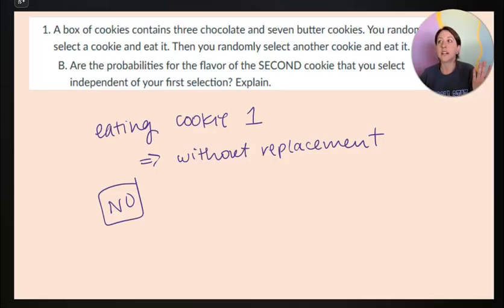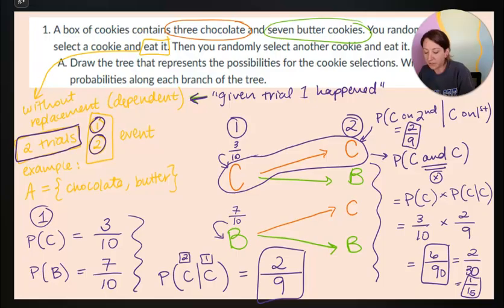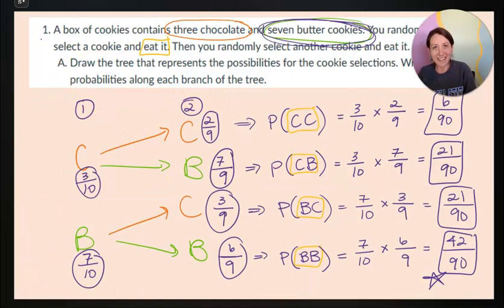In other words, if I just asked you, what's the probability you eat a butter cookie on the second trial? Well, your response might be, it depends. What did I have the first time? That means that these are not independent. Okay. For each complete path through the tree, write the event it represents and find the probability. I answered that already in these, so I won't go over it again, but I wanted to acknowledge that I'm answering A, B, C already.